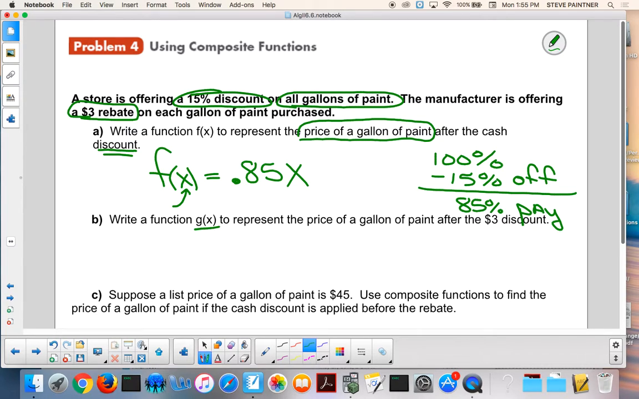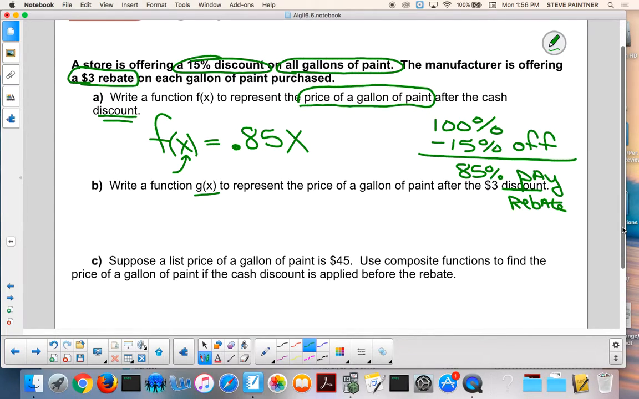Here's the second function, g of x. Write a function g of x to represent the price of a gallon of paint after they apply the $3. I wish they would have just said rebate. I get what they're saying, but I like rebate better because it tells you what is going on. So if X is the cost of paint, what did you actually pay for the paint? It's just 0.85x minus 3. No, get rid of the discount. We're not talking the discount. X minus 3. Whatever the paint costs you, minus $3. That's what a rebate is. Just take off that number, and that's what you are paying for the paint.